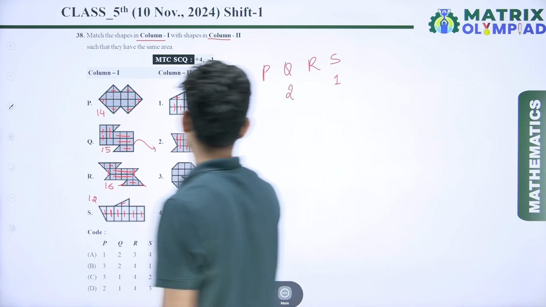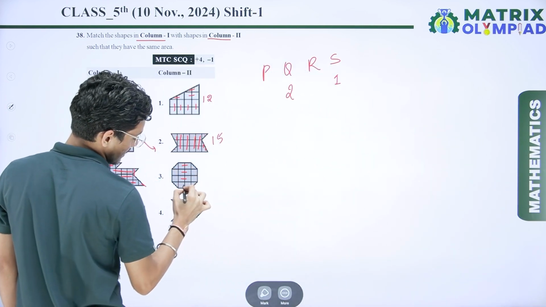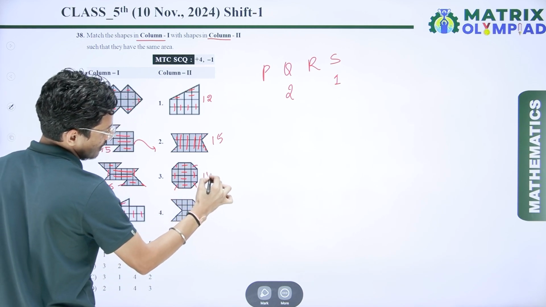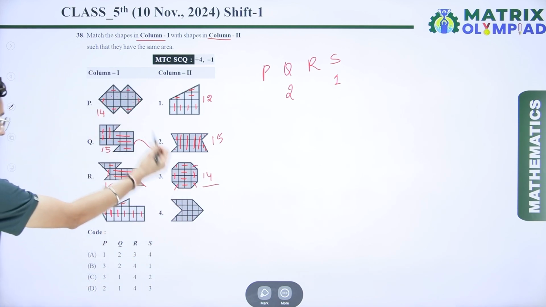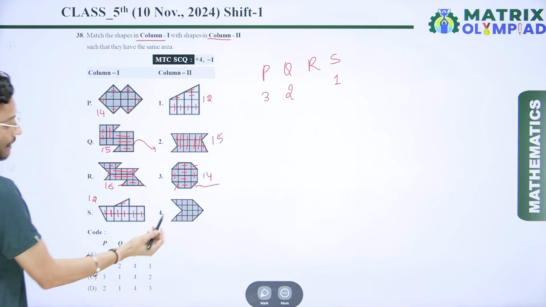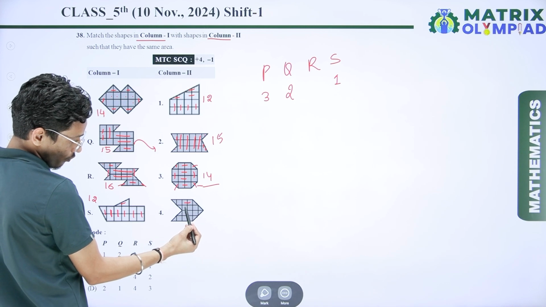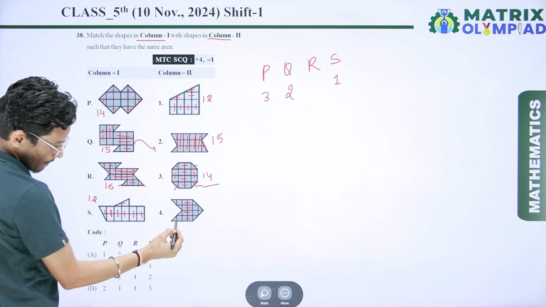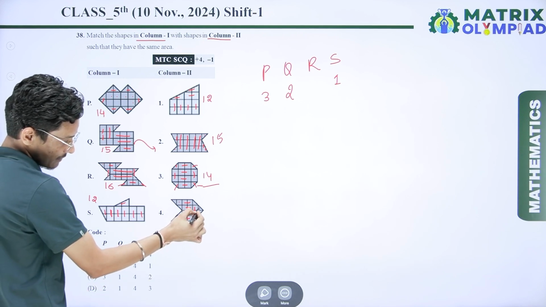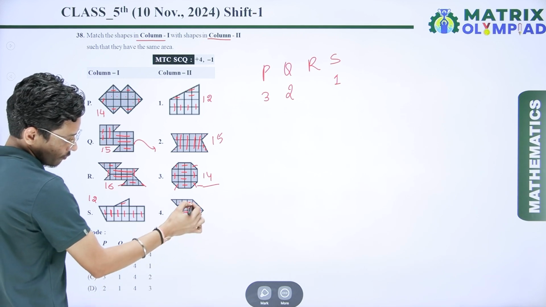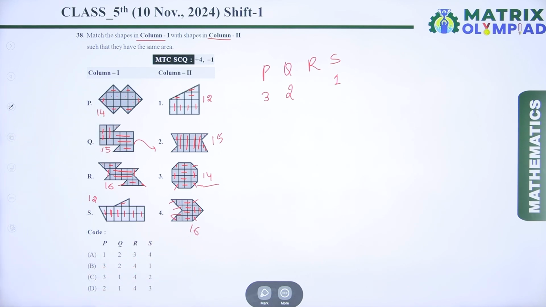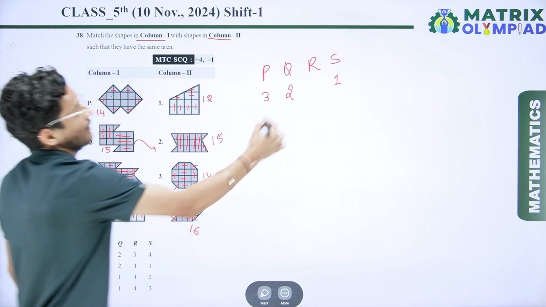If I talk about third, that is 2 4 6 8 10 12. This one 13 and this one 14. So where is 14? It means P is connected to third. So P is connected to third. And last one R, that is we have 2 4 6 8 9 10 11 12 and this one 13 14 15 and here 16. It means R is connected to 4. So R is connected to 4.